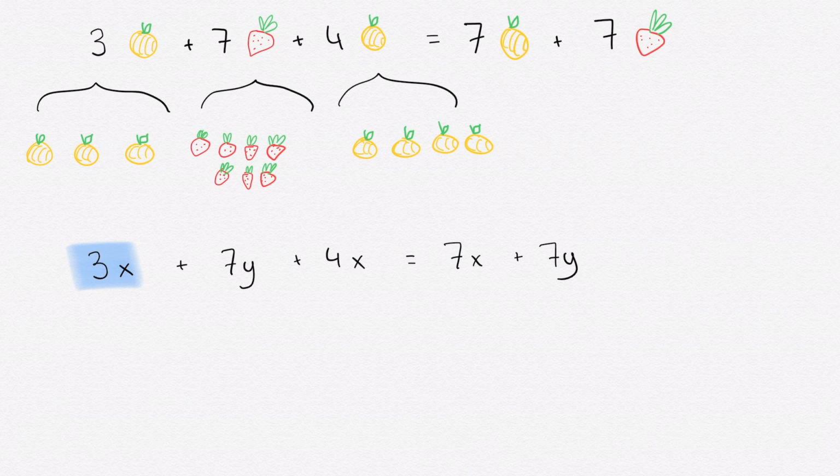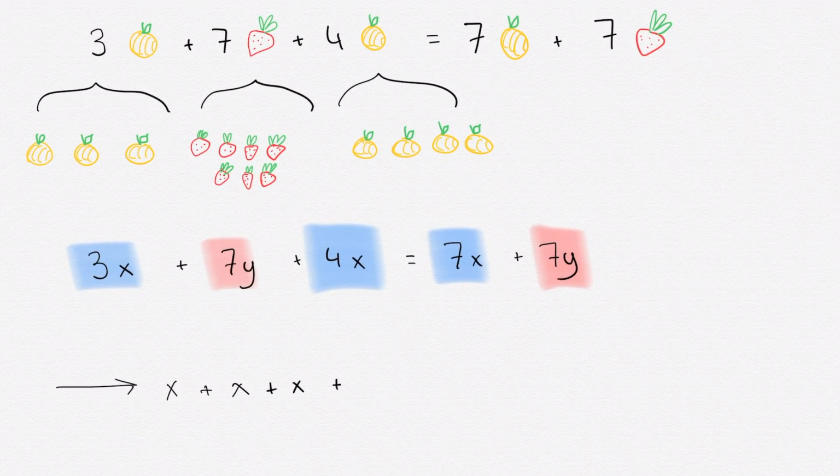plus 7y. And we know this because we're combining like terms. We're combining the x's and we're combining the y's, but separately. And again, we can break these larger numbers down even further like we did with the fruit.